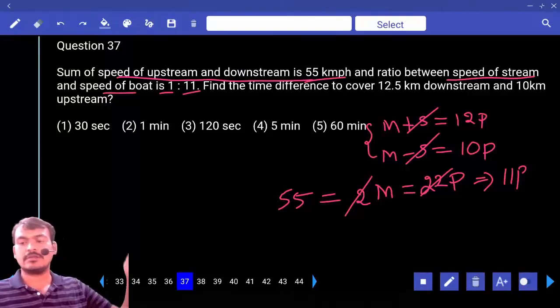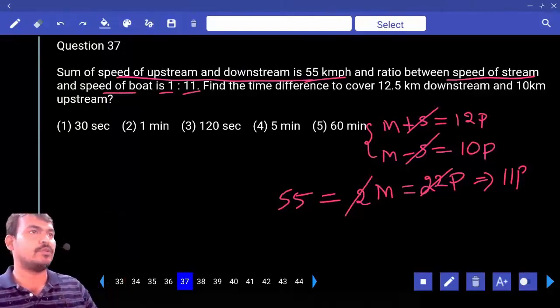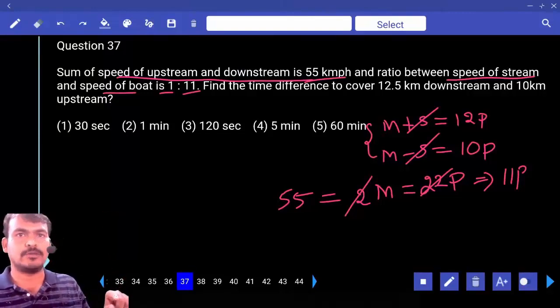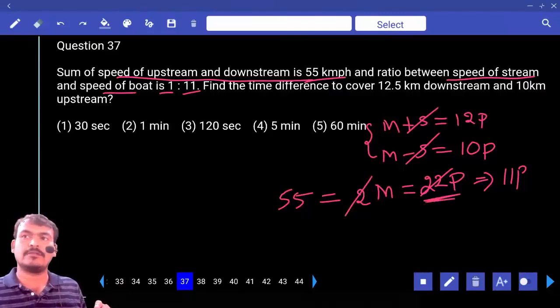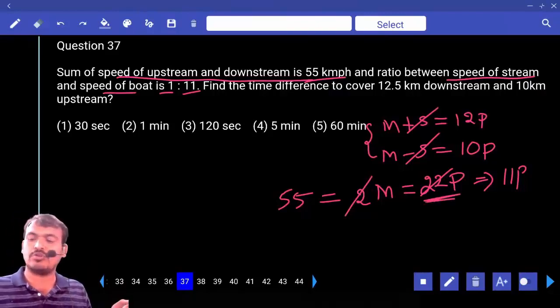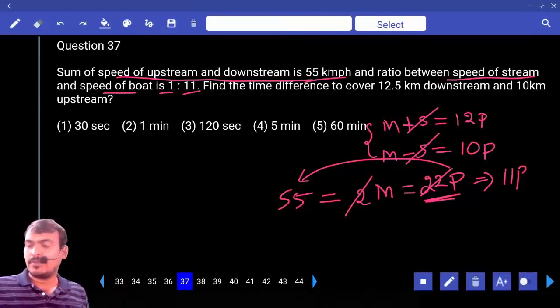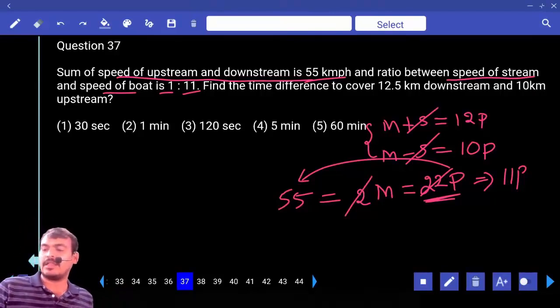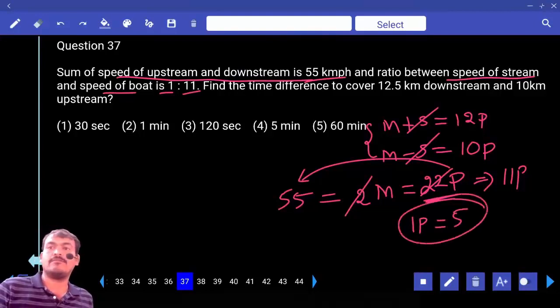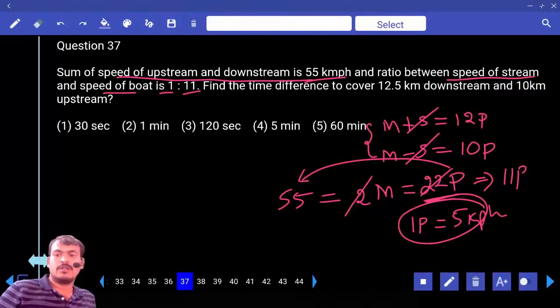55. Because 2m is the sum of the downstream and upstream. That value is equal to how many parts? 22 parts. The same 22 parts are equal to how much value? 55 km per hour. Means 11 parts are 55. Then every one part is how much? 5 km per hour. What is the question here?